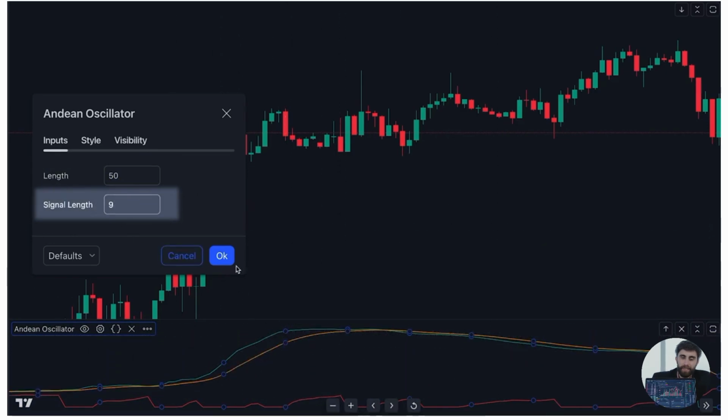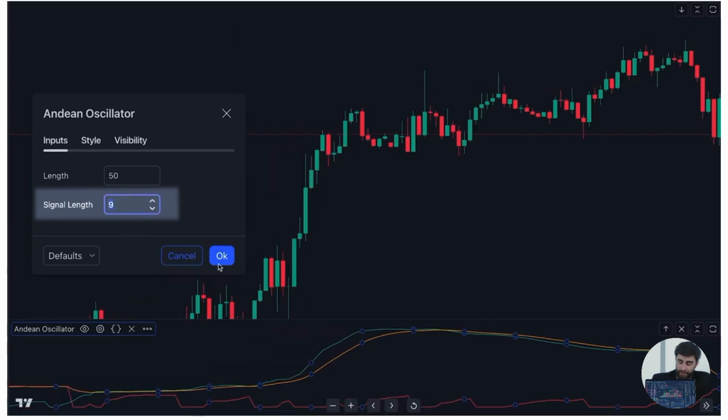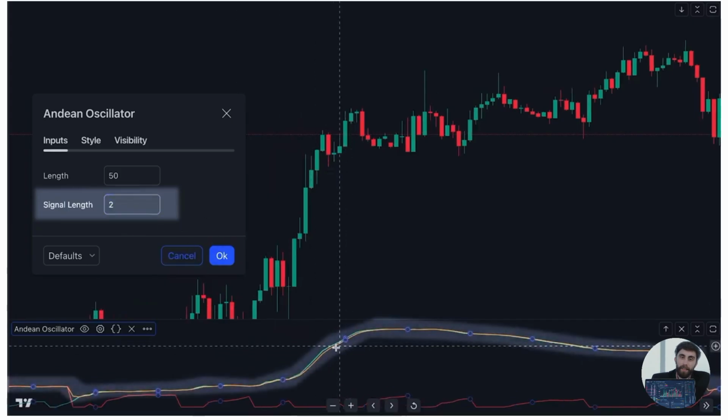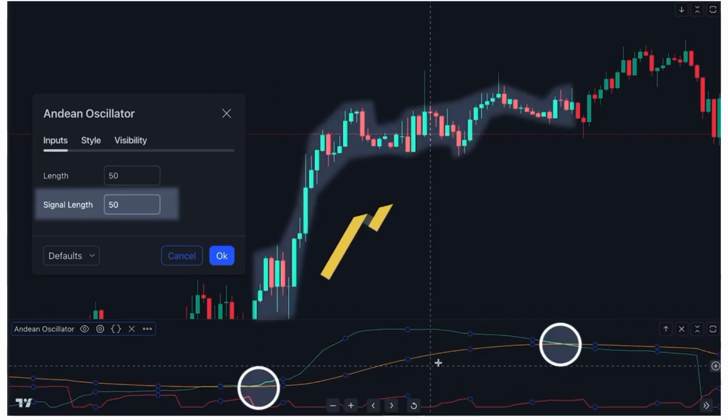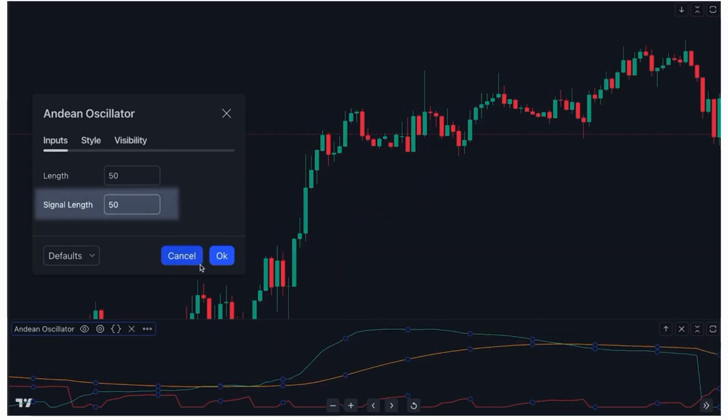If we decrease this value, you'll notice the signal lines will tighten more to the others and this can result in a lot of mixed signals. We will increase this to 50, smoothing out the signals detected, and this will eliminate a lot of false signals. Those are the only changes we will make. Go ahead and click OK.